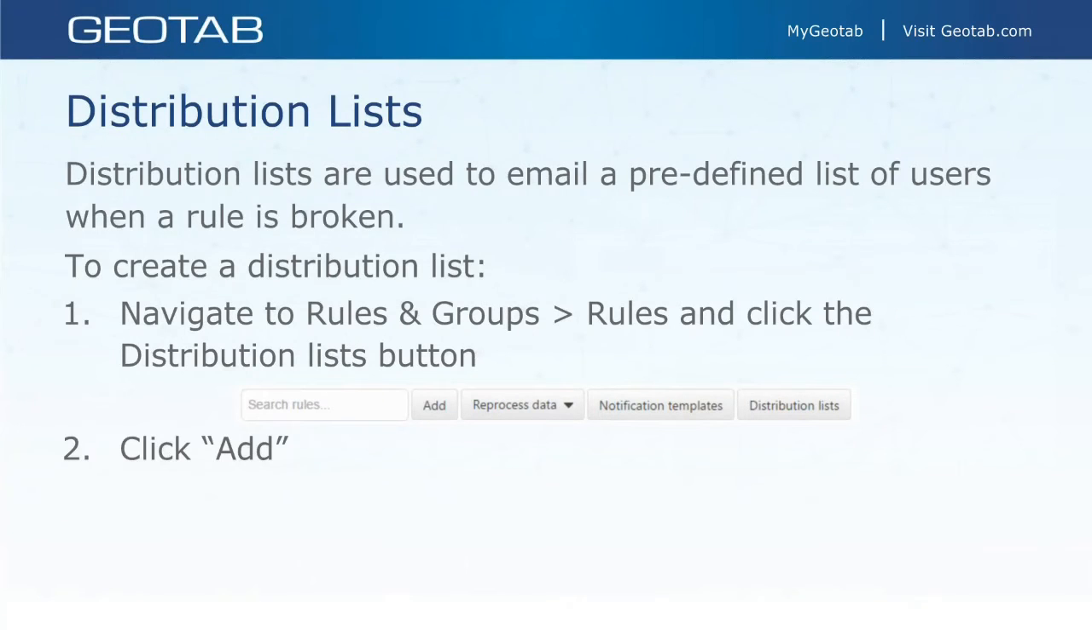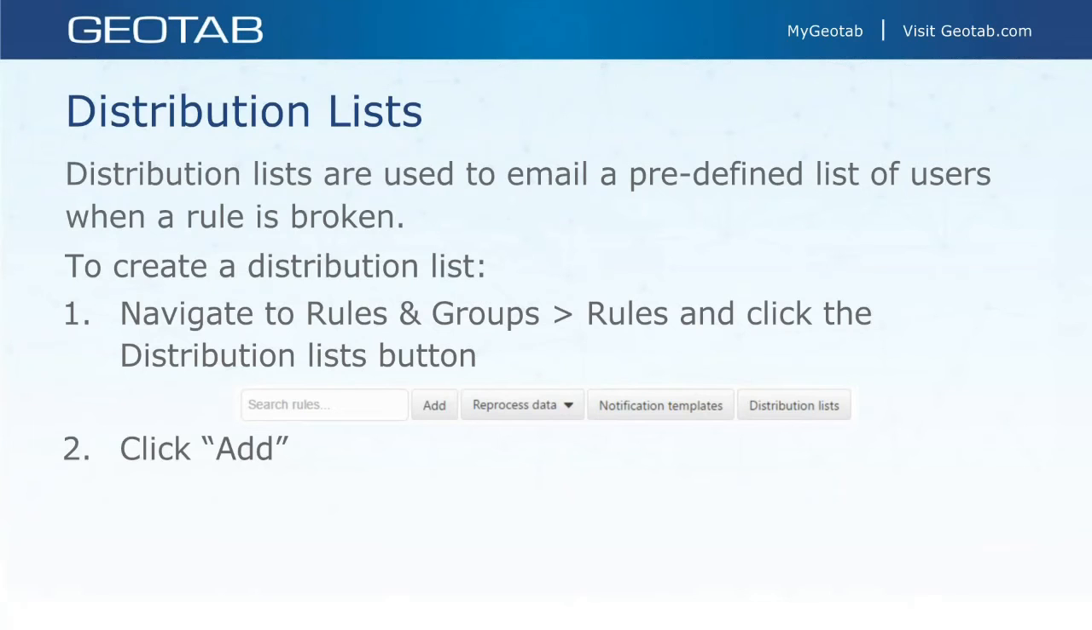Another tool that we have is a distribution list, and a distribution list is used to email a predefined list of users when a rule is broken. So this is if you wanted to have the same 10 users emailed for different events. If you want these 3 users emailed for speeding, and these 7 users emailed for after hours usage, and these 12 users emailed for an engine fault, you don't want to use a distribution list. This is if they are going to the same group of users.